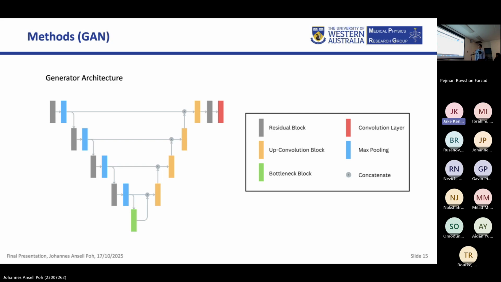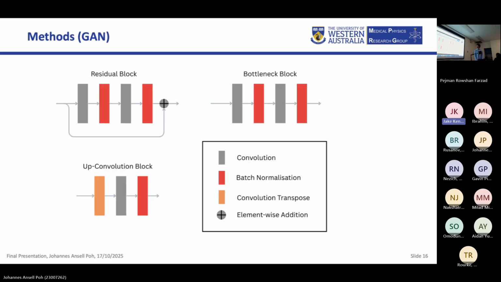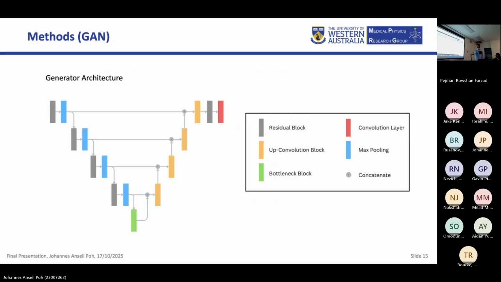This is the architecture used for the generator. It is a U-Net that consists of residual blocks, bottleneck blocks, and up-convolution blocks. The final layer is a convolution layer with 3 channels, which represents the deformations in the 3 directions: X, Y, and Z. This uses the residual block, bottleneck block, and convolution blocks that are used in the generator architecture.